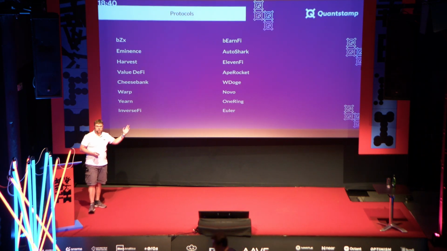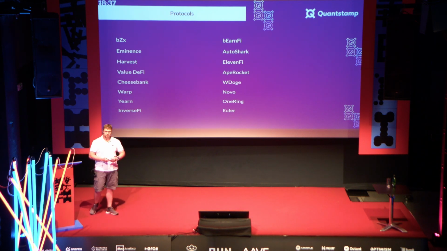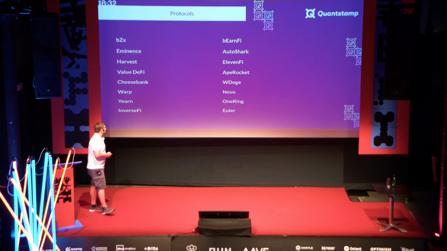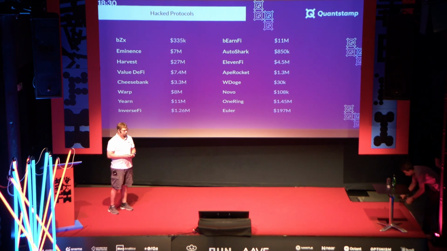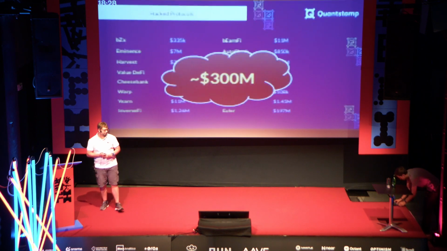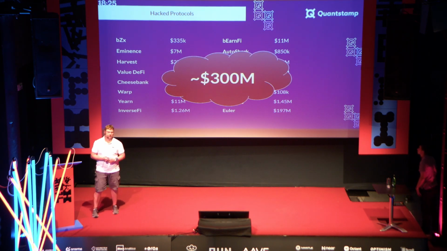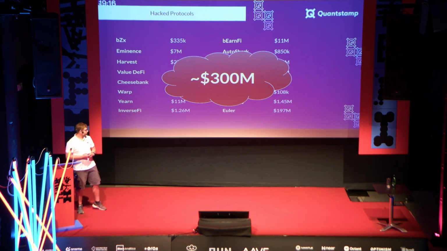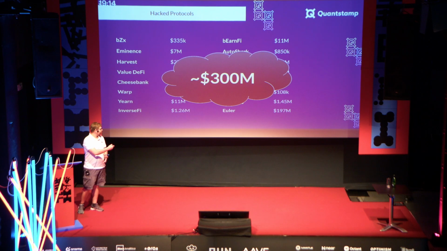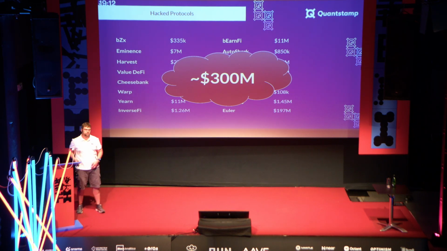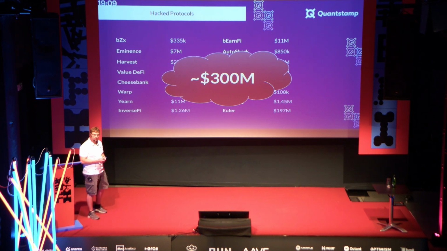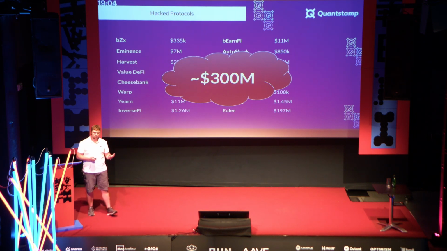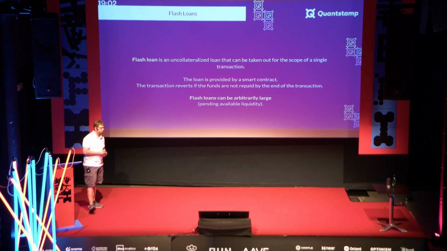So I have a list of protocols in here, and do you know what they have in common, all of these? They were all hacked in the past, actually for a lot of money. In summary, roughly $300 million, and these hacks happened within the past 2.5 years. Most notably, the most recent and quite large one here is Euler, that was hacked for 197 million. Kudos to Euler, they eventually managed to get all the money back, but the very initial damage was quite large.